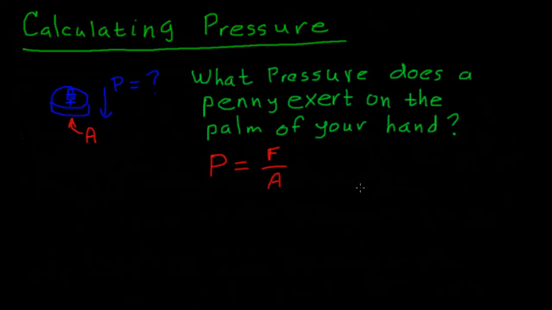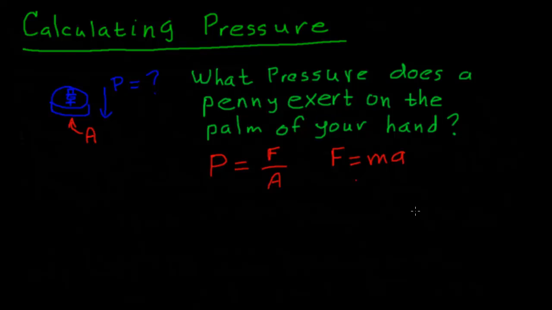So first off, F, force. How do we calculate force? Well, you have to go ask Sir Isaac Newton how to do that, and Sir Isaac Newton will tell you that force of an object is equal to its mass times the acceleration on that object. So if you know the mass and you know the acceleration, you can calculate force.